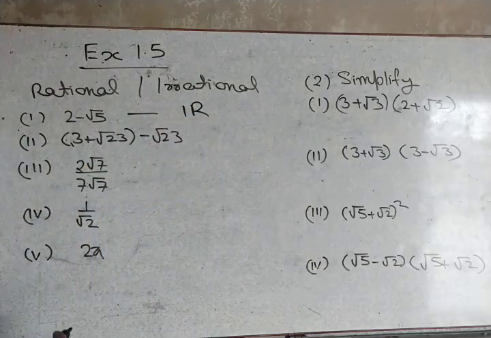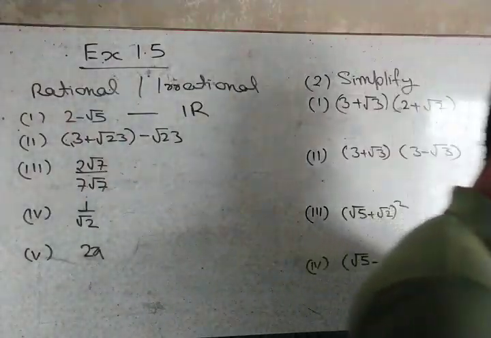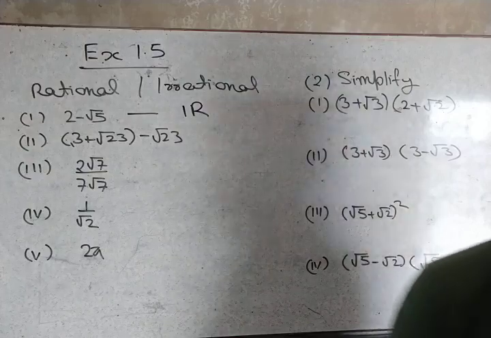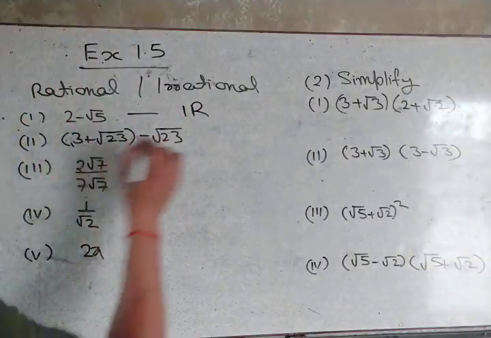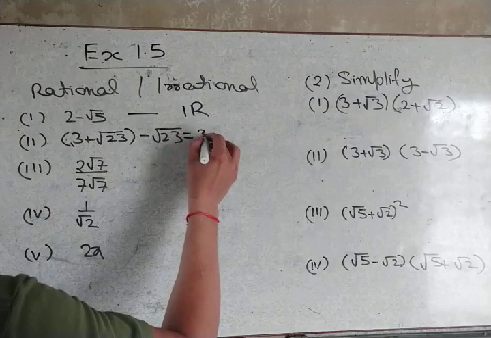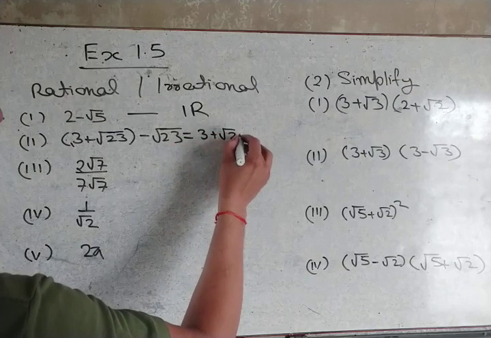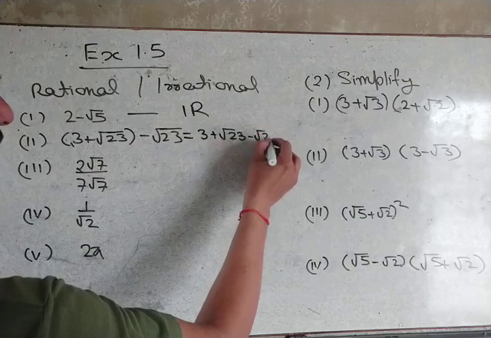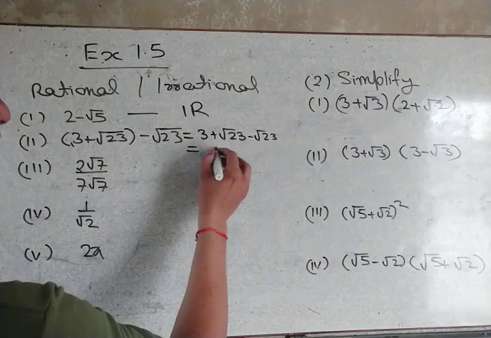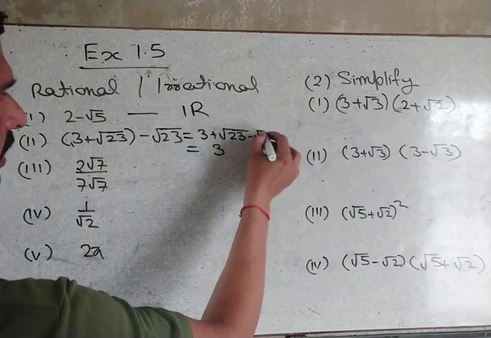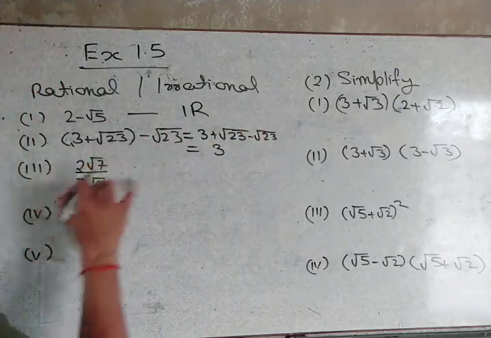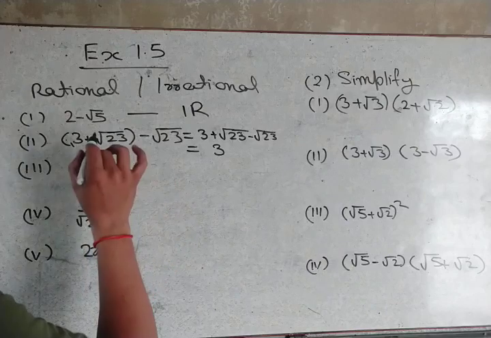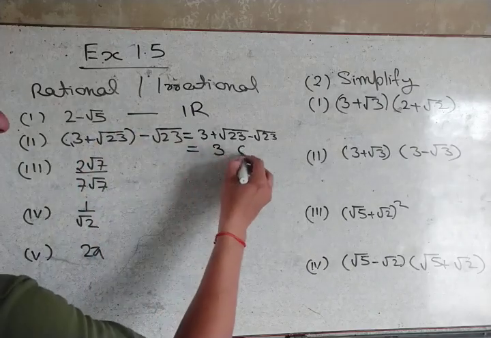This is written like this in your book. This is 2√3, and when you open this bracket, what will you get? 2√3 minus 2√3. The result is 3. What does it mean? When we subtract irrational and irrational, the result can be rational.